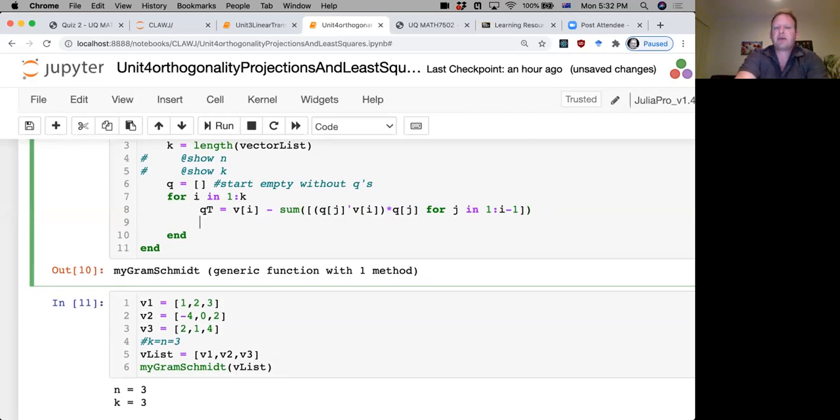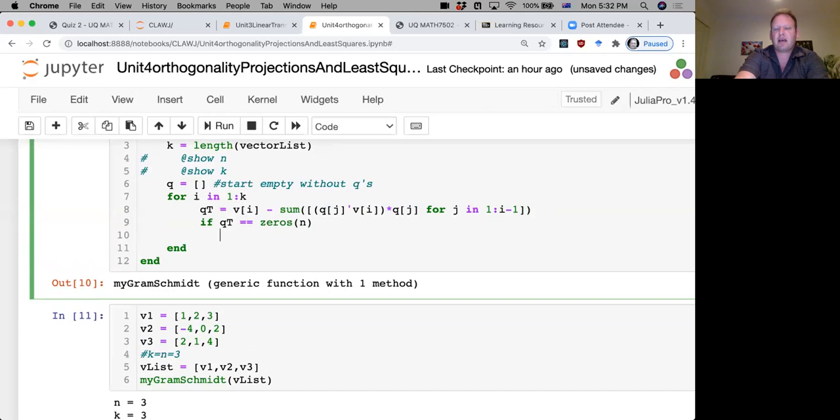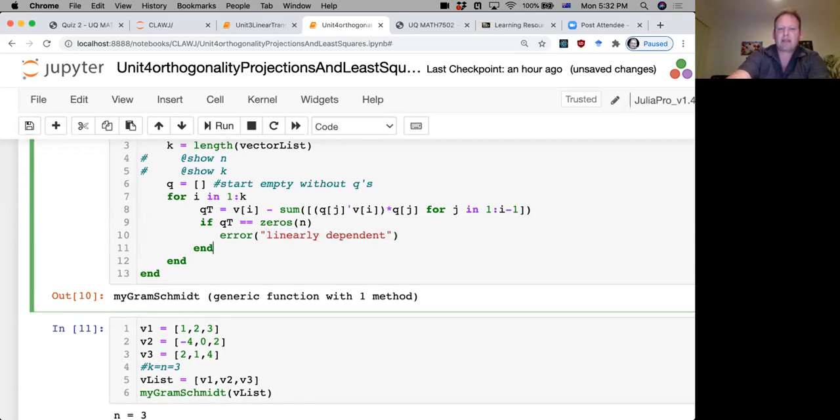What's the next step? Well, the next step was maybe if qt equals zeros of n, then maybe do an error: linearly dependent. Something like that. That was our step 2.